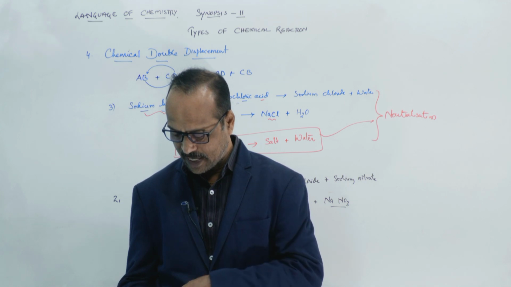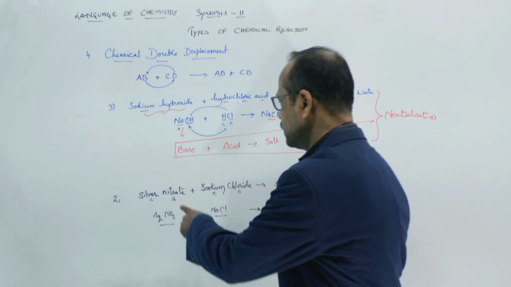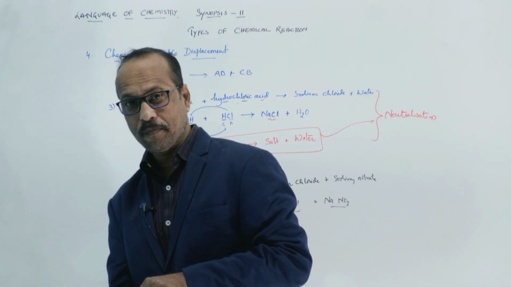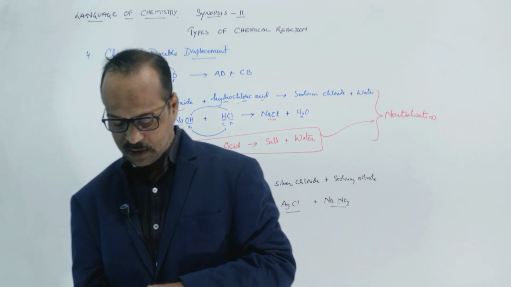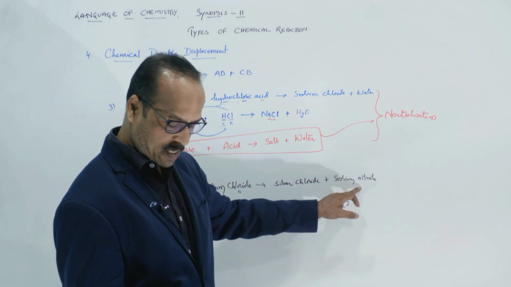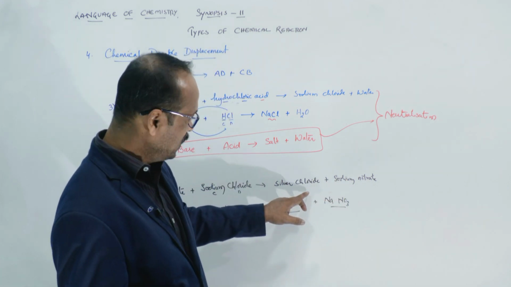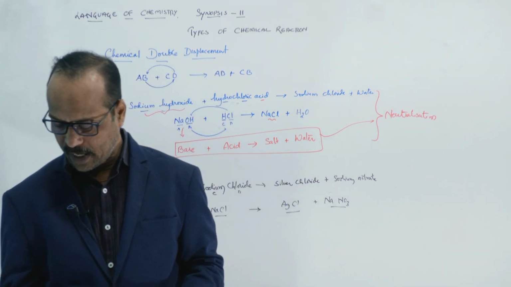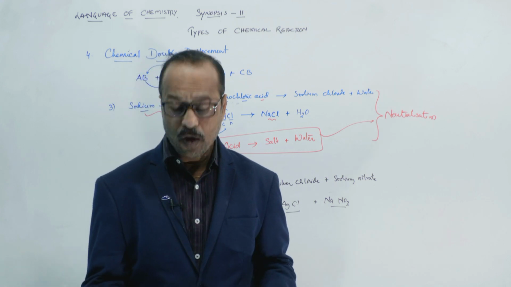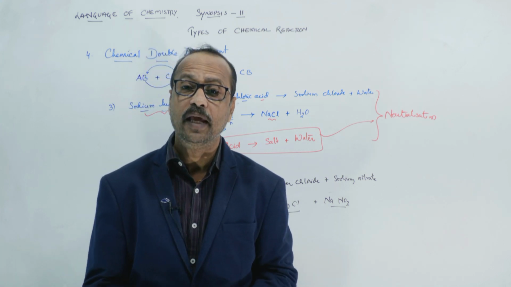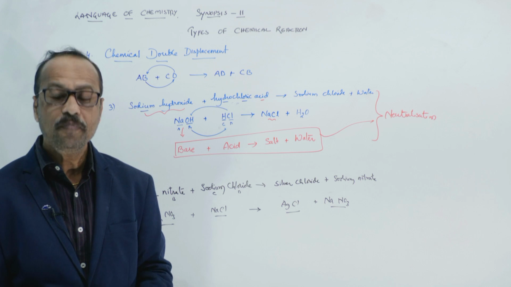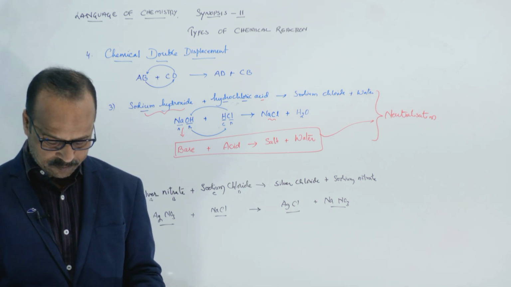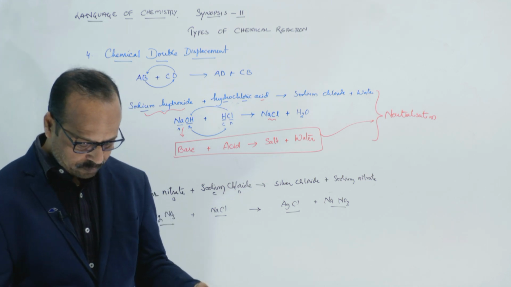Next one says silver nitrate plus sodium chloride gives P plus NaNO3, that is, P plus sodium nitrate. What is P here? Silver chloride. Silver chloride is a white precipitate. It is of white color. So the answer is white precipitate.